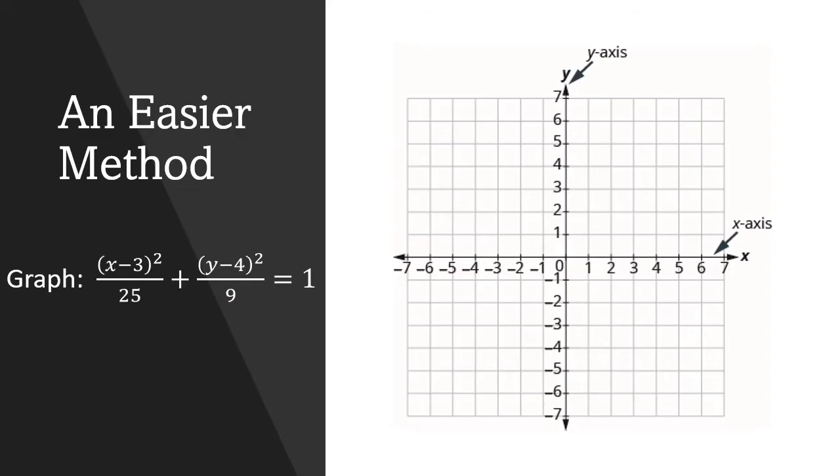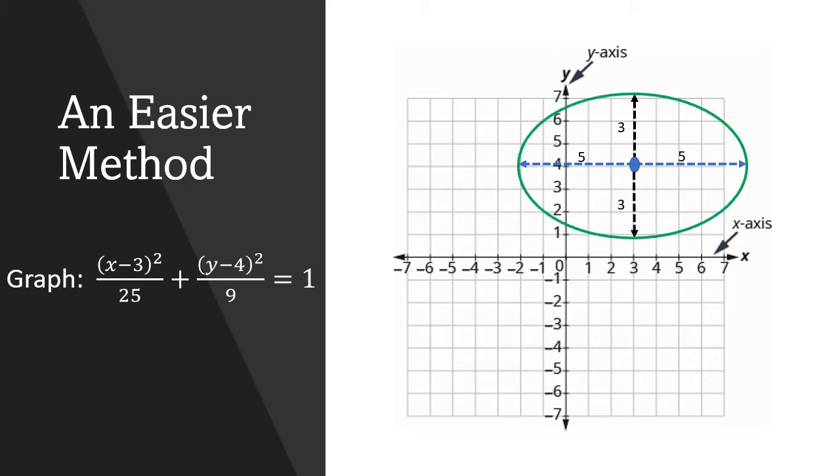There's an easier method. First, we're going to locate the center at 3 and 4. Then we're going to take 5 units left and right and 3 units above and below the center, and that's my ellipse. Keep in mind the foci are still located at -1, 4 and 7, 4, and now we have the vertices. The vertices are located at -2, 4 and 8, 4.